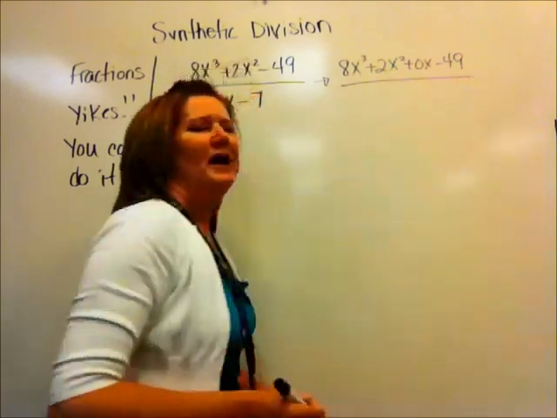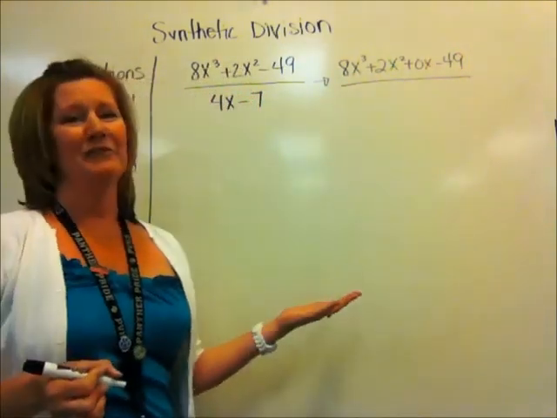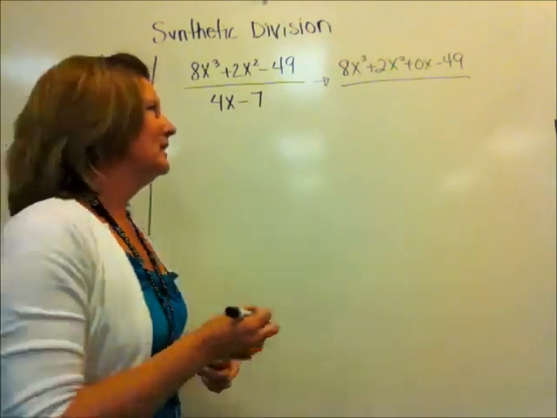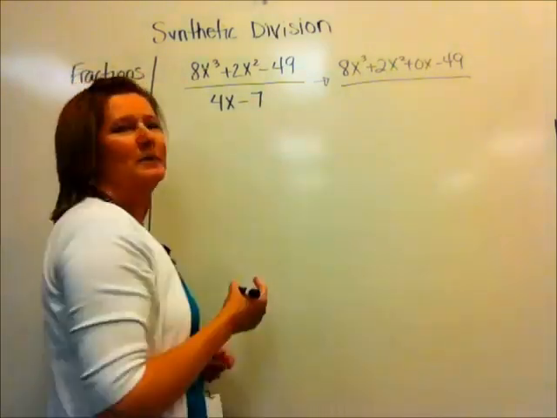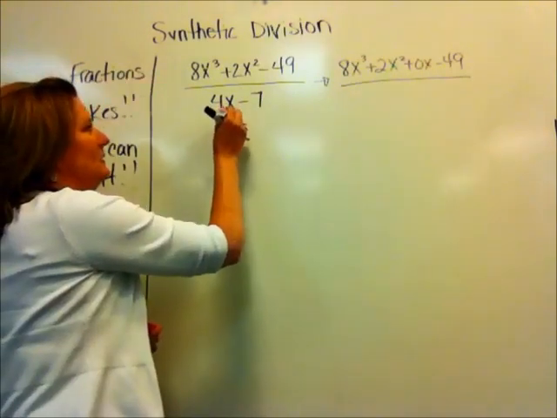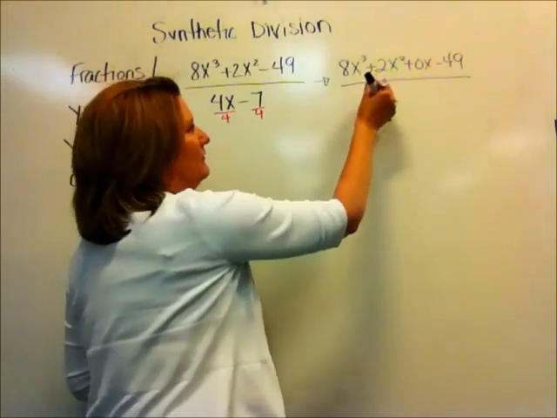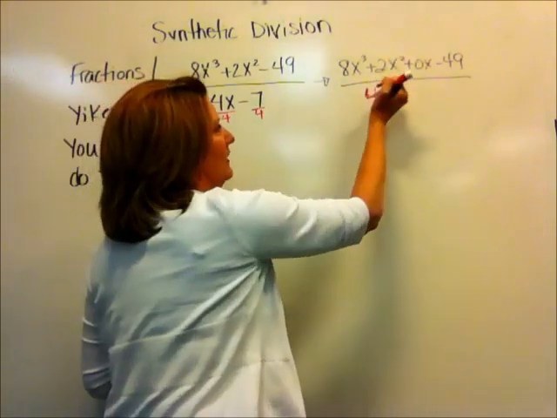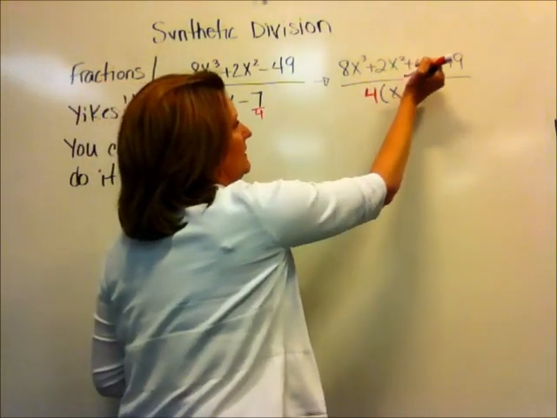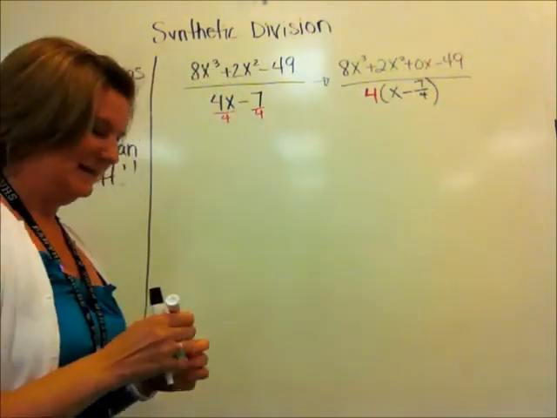On the bottom, though, I need that form x minus c, and I have 4x. So what I'm going to do is pull out a 4. I'm going to factor out a 4. I'm pulling out that 4, and here it is. I factored it out, and what I end up with is x minus 7/4. Oh, now it's looking familiar, right?